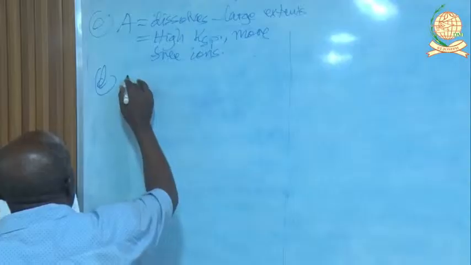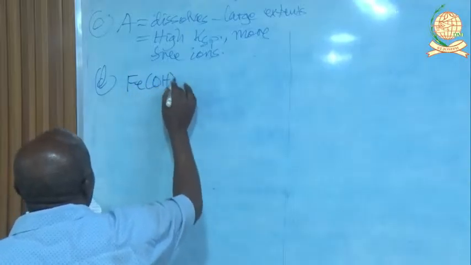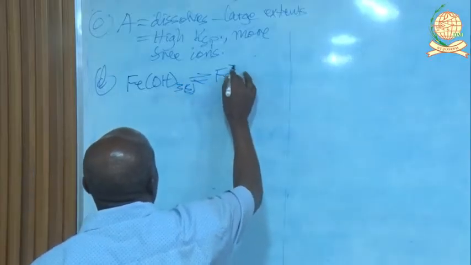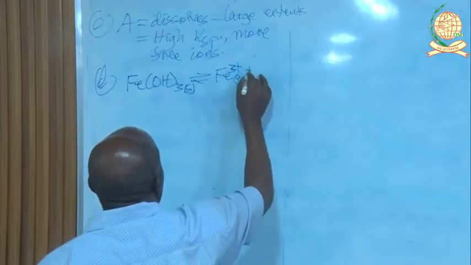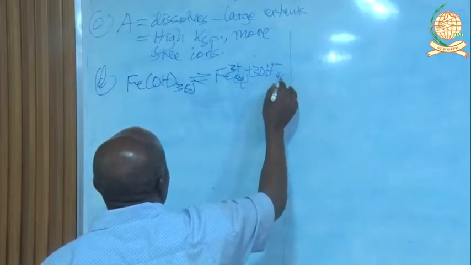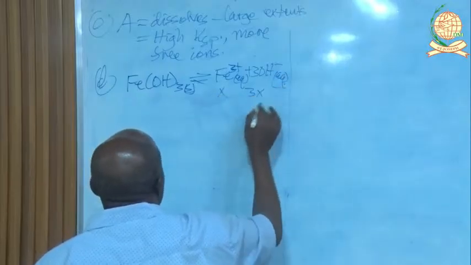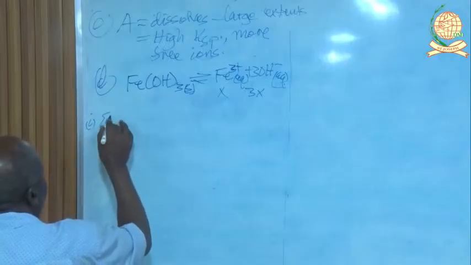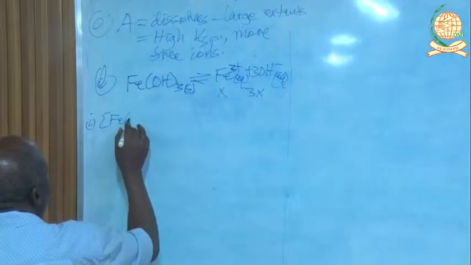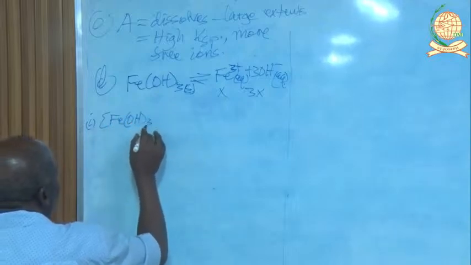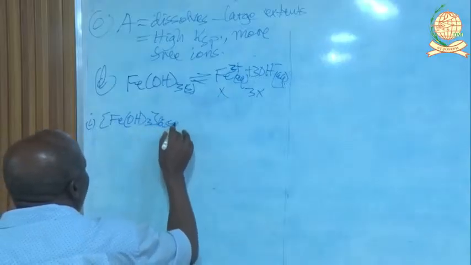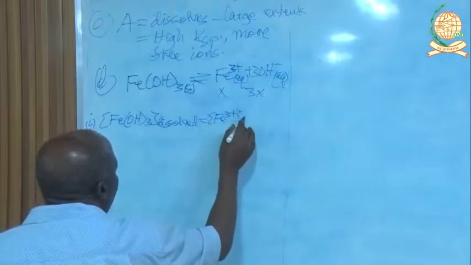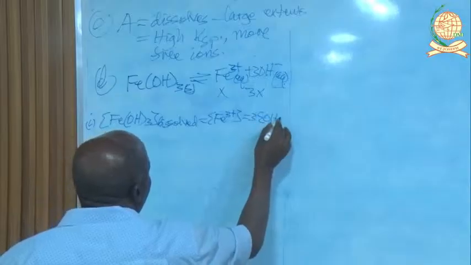So this one, you have iron 3 hydroxide solid. This dissociates partially to form iron 3 ions aqueous, plus 3 hydroxide ions aqueous. Then if this is X, 3X, then the solubility in water, we take the molar solubility of iron 3 hydroxide dissolved, is equal to the concentration of iron 3 ions, which is equal to 3 hydroxide ion concentration.